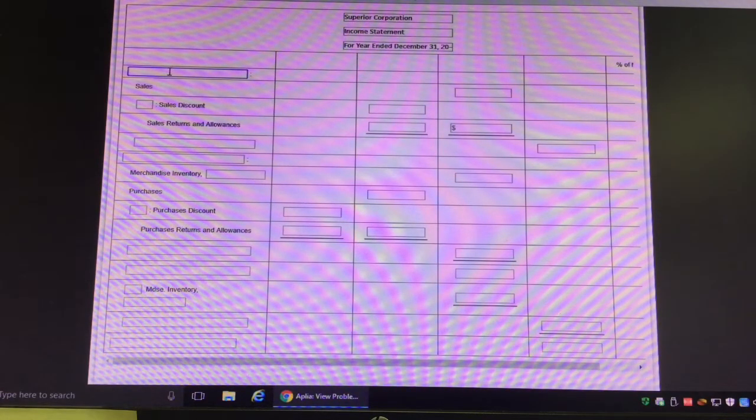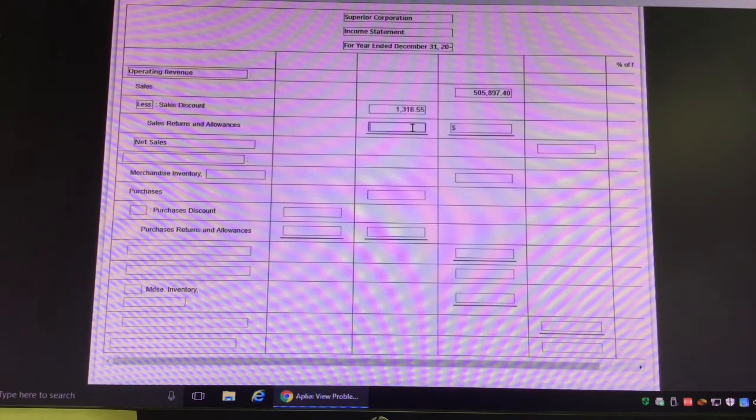Step 1 is the operating revenue. To calculate the operating revenue, you're going to take your sales and you're going to less the sales discount, and this is going to give you your net sales. Let's put in the numbers. Our total sales was $505,897.40.